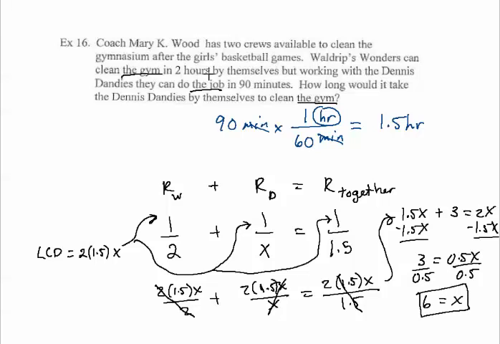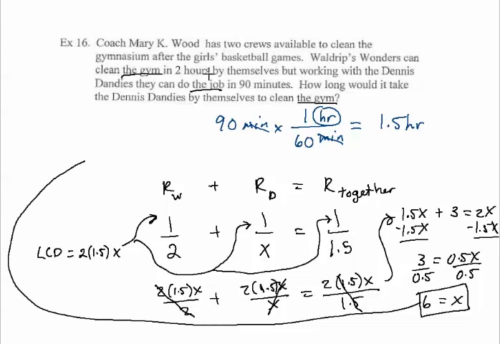So what this tells us is that the rate of the Dennis Dandies is equal to 1 over 6. The 6 is the hours that it takes for the Dandies to clean the one gym.